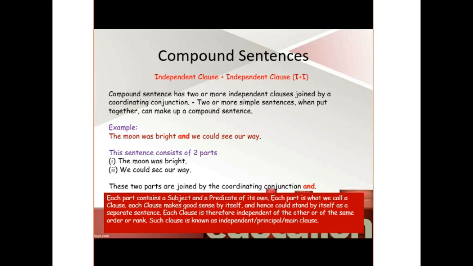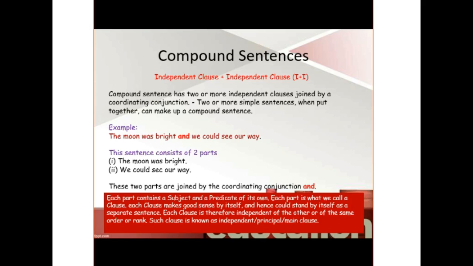This sentence consists of two parts. First, the moon was bright. Second, we could see our way. So these two parts are joined by the coordinating conjunction "and."